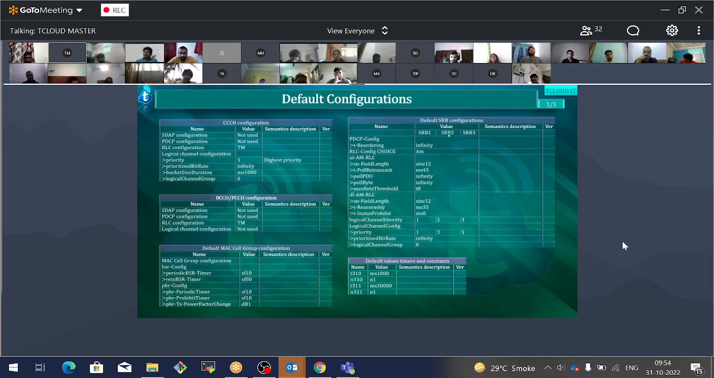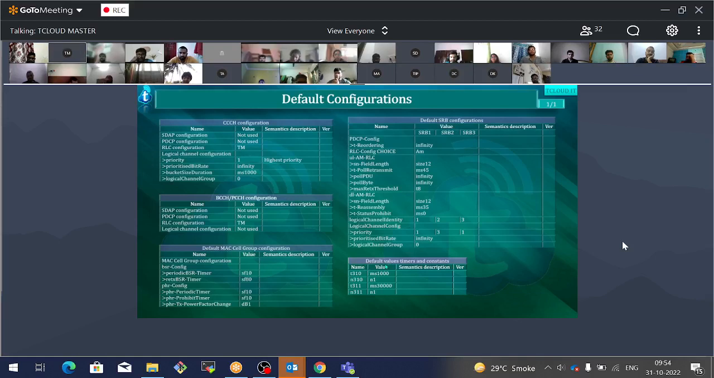And for these SRBs, the prioritized bitrate is infinity, and the bucket size duration is not even identified. The logical channel group they belong to is zero. While reporting the BSR, the buffer status report, you have to consider the sizes waiting in the SRB1, SRB2 buffers under the logical channel group buffer size. We learned about these groups. During the configuration, we'll have these groups and things work like that.